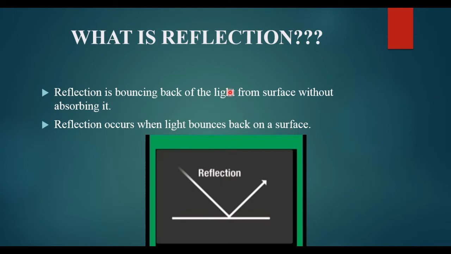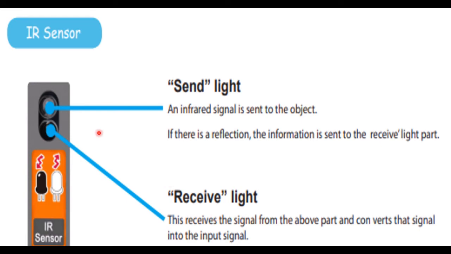Now what is a reflection? As you all know, a reflection is bouncing back of something. Here in the IR sensor, reflection is nothing but the bouncing back of light from any surface. There are two things, one to send the light and one to receive the light, in two different colors, the white one and the black one.